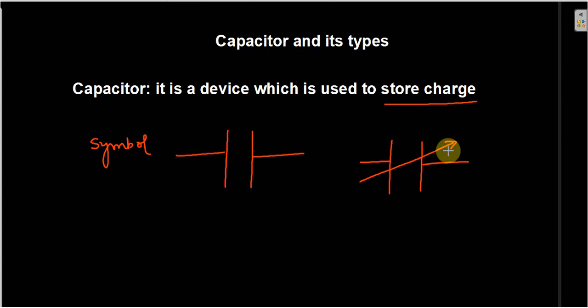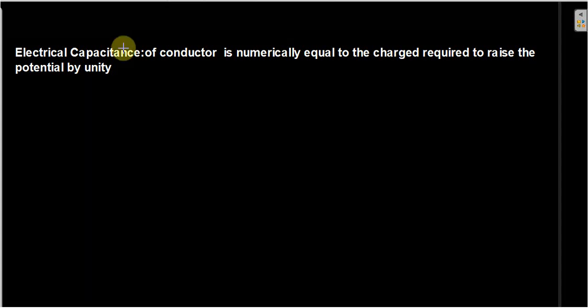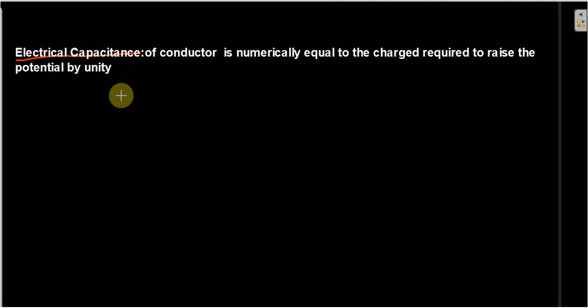In the next topic we will discuss the electrical capacity of a capacitor, that is, electrical capacitance. Electrical capacitance means the ability of a capacitor to store charge. According to the definition of capacitance, the electrical capacitance of a conductor is numerically equal to the charge required to raise the potential by unity.